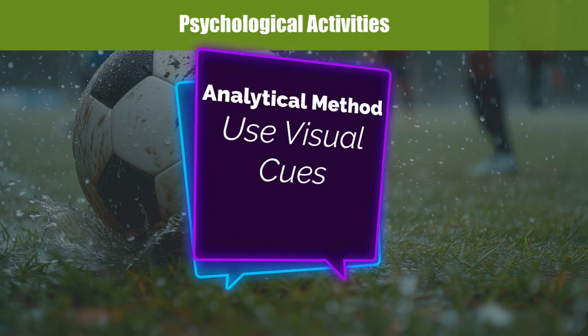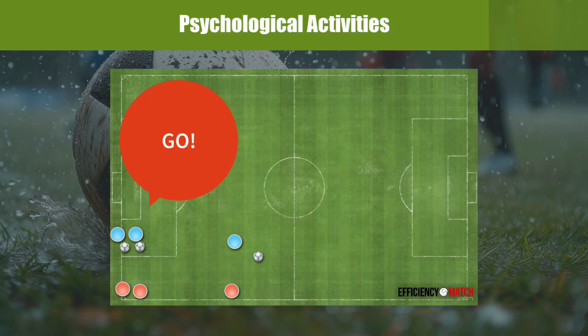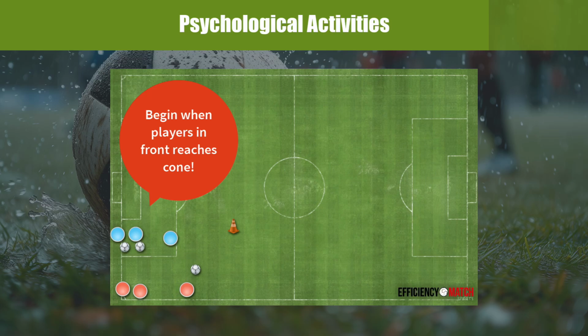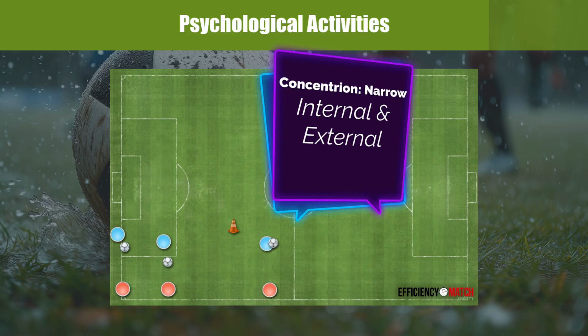Use visual cues instead of auditory cues, like the whistle or verbal commands to initiate an exercise. For example, instead of saying go or blowing the whistle in this example, you can tell players to start the exercise when the group in front reaches the red cones.